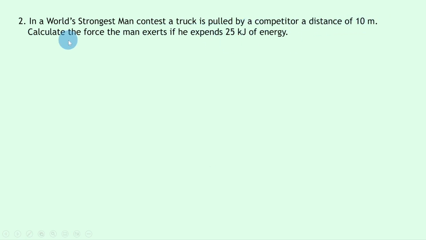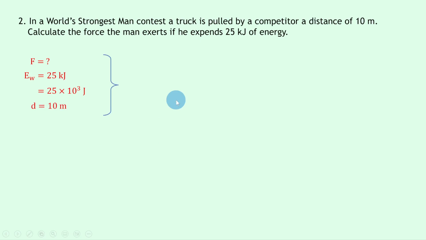Part 2 says, in a World's Strongest Man contest, a truck is pulled by a competitor at a distance of 10 metres. Calculate the force the man exerts if he expends 25 kilojoules of energy. Well, writing down what we know from the question, we're trying to find the force F. We know the work done EW is 25 kilojoules, which is the same as 25 times 10 to the 3 joules, or 25,000 joules. And the distance D is 10 metres.